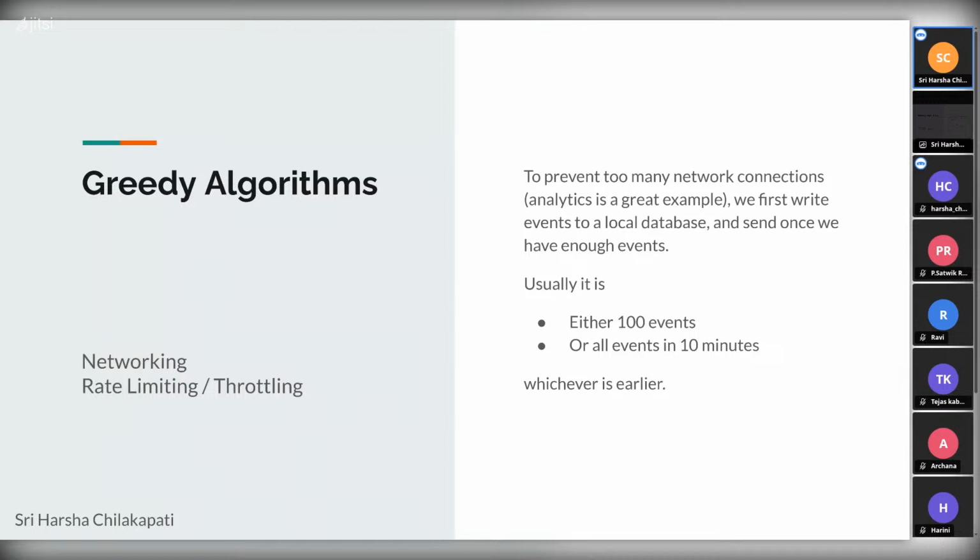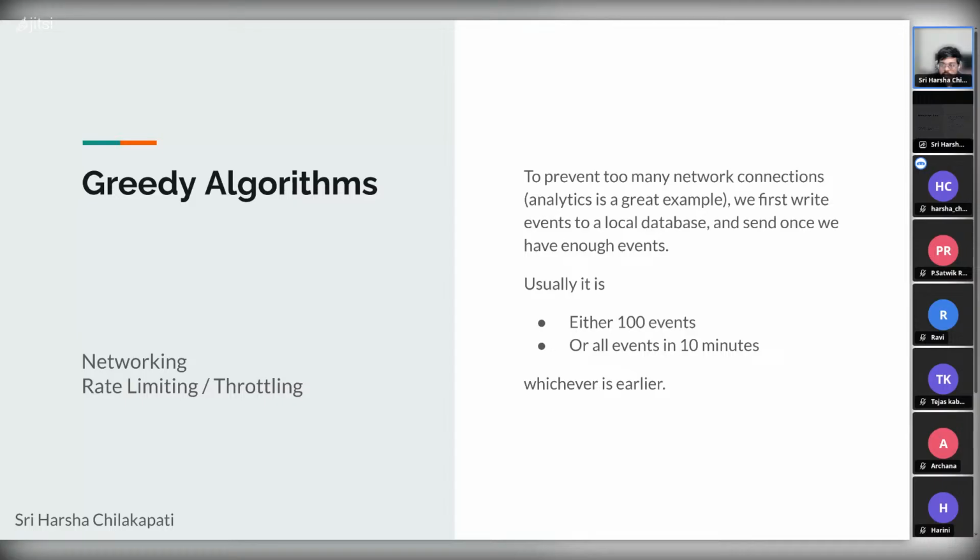So that will be reducing all our bandwidth on the backend. So in order to do that, we do rate limiting or throttling. What we usually do is, either 100 events: once 100 events are done, we will start pushing all the 100 events. Or, let's say, from the last push, 10 minutes have happened. So whatever events we have so far, we will send all of them back to the server. This is how analytics are being sent, and this is called batching.